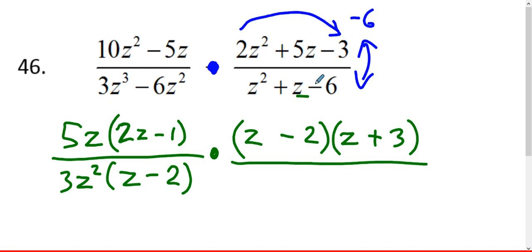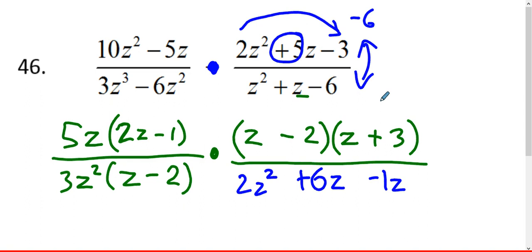This is called splitting the middle, so we're going to rewrite the positive 5 as the factors of negative 6. That'd be a positive 6 and a negative 1. But since that was 5z, we're going to write it as positive 6z minus 1z. The 2z squared starts our polynomial, then the minus 3 at the end. So all we did is we took that positive 5z and we split it up as 6z minus 1z.